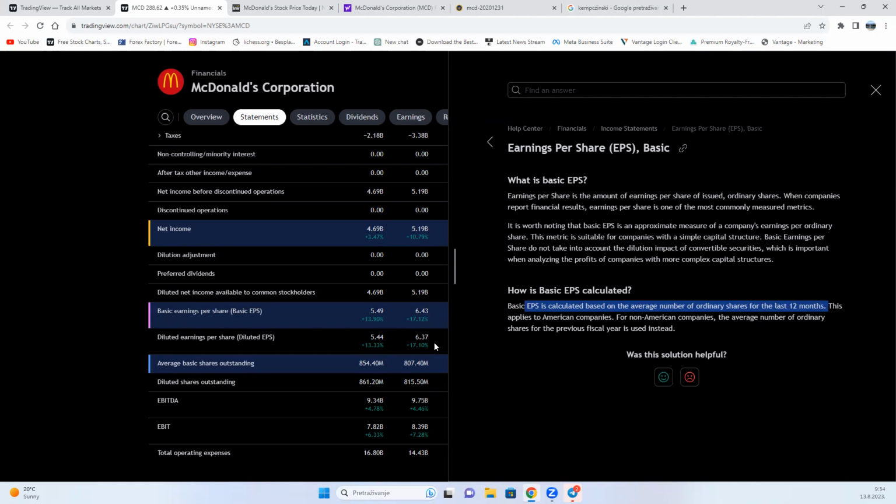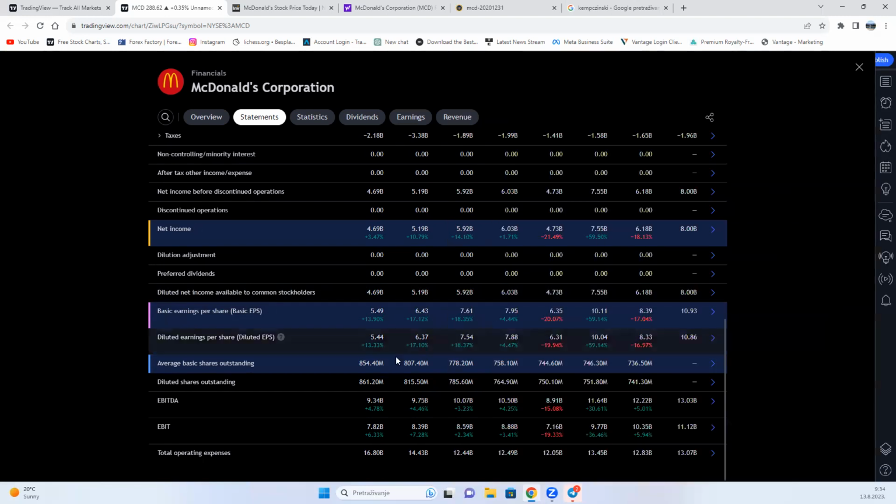So think about it. Let's say the average number of shares was 10. Let's say your earnings were 5, for the sake of the argument. To make it even simpler, you had earnings of 5 and you had 10 shares. Divide 5 by 10. That's earnings per share, this is how it is calculated. 5 divided by 10 is 0.5. So your earnings per share would be 0.5.